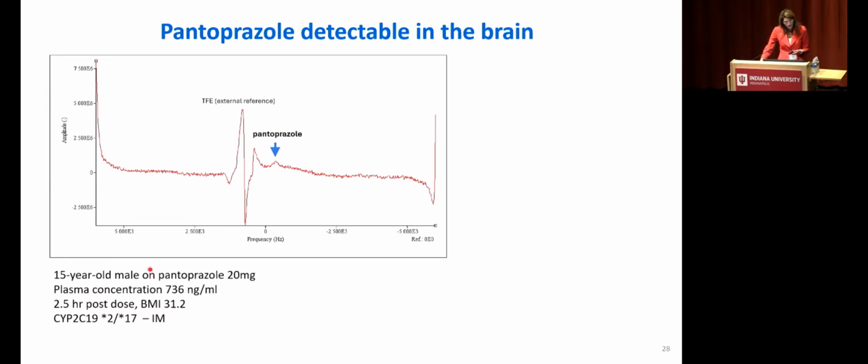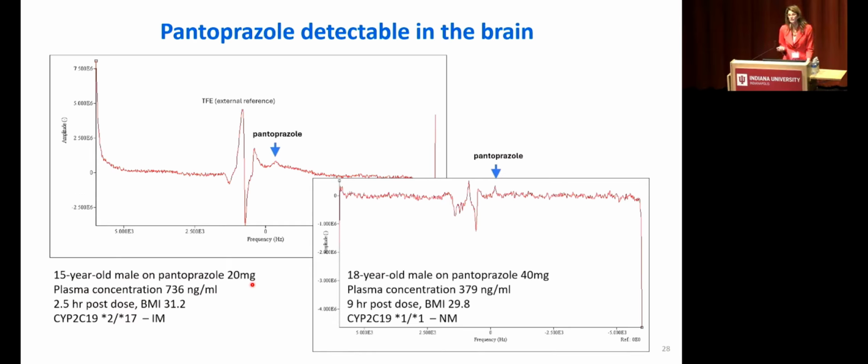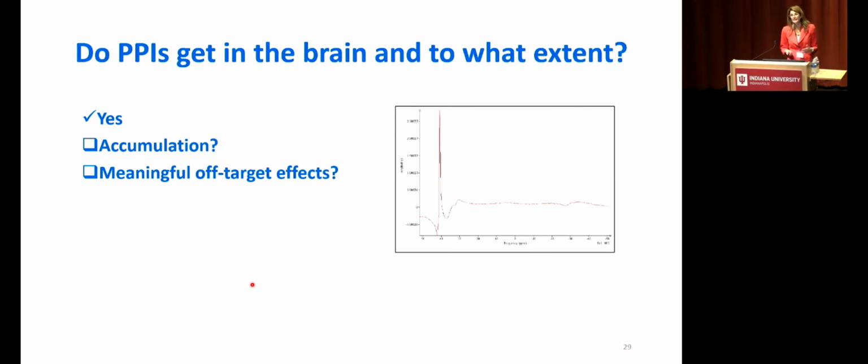So this spectrum is from a 15-year-old male who was on pantoprazole 20 milligrams for several months. And we also have another spectrum from an 18-year-old male on 40 milligrams of pantoprazole. So it gets in the brain. The next step is to understand to what degree or extent. What is the concentration? And we're working on this as well.